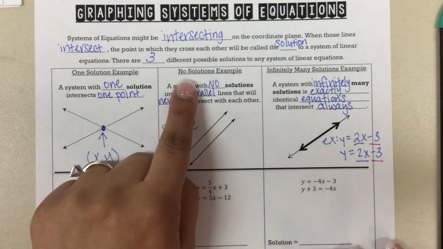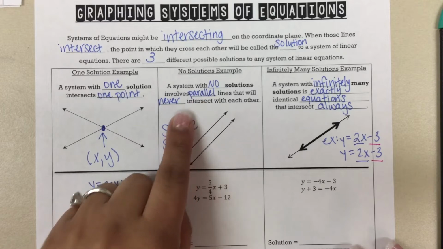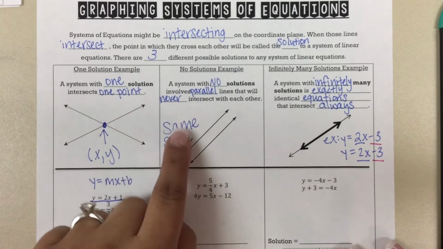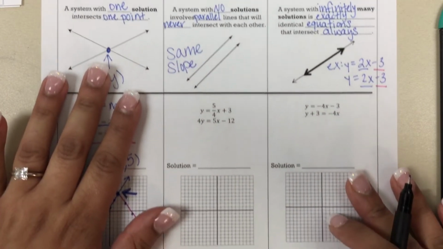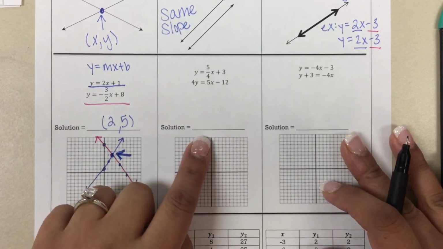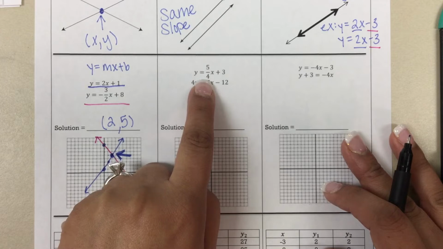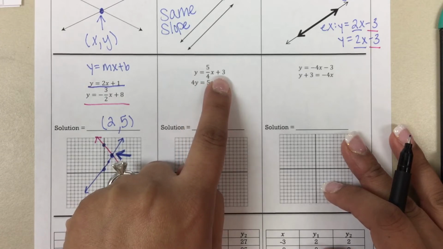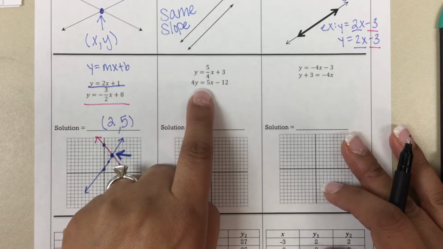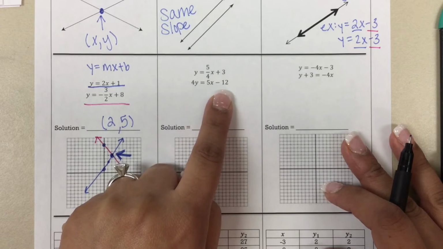Okay, moving on. Back to the middle column with the no solutions. Remember, they are parallel lines, so they will never intersect. They have the same slope. So looking at this problem, we have y equals 5/4 x plus 3, and then we have 4y equals 5x minus 12.